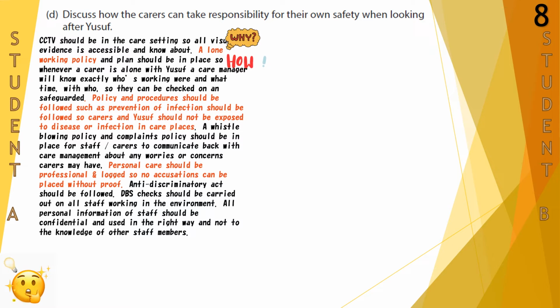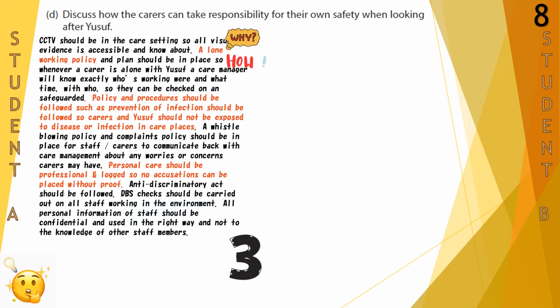They then talk about policy and procedures, so prevention of infection, again followed, so carers and Yusuf are not exposed. So they've ticked the kind of bit of the question how the staff are kept safe, but they do tie it back into Yusuf as well. Whistleblowing, again it's about protection of Yusuf. Personal care and professional should be logged, so no accusations can be made without proof. Again, that needs a little bit more expansion. What do they mean? But overall, this answer got 3 out of 8.